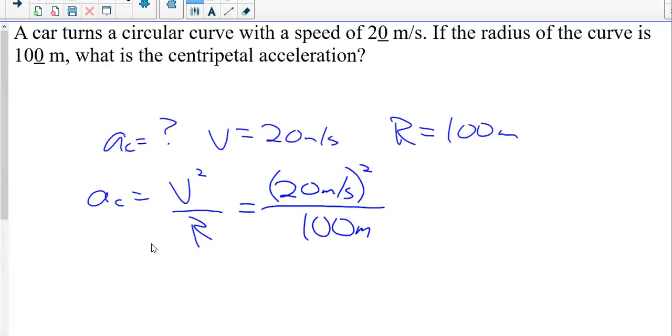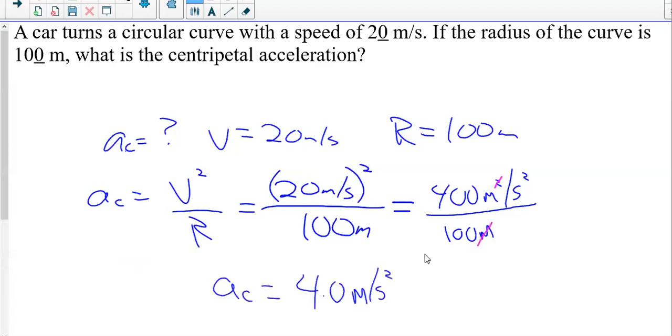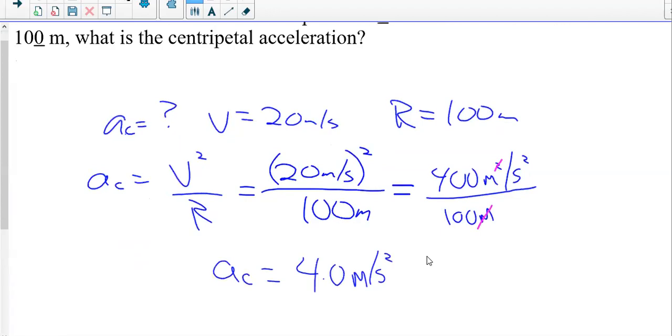Plug in your parameters, 20 squared divided by 100 should give you 400 meters squared per second squared. Don't forget you want to square both the units. Cancel off the square here with this meter down below, and you should have a centripetal acceleration of 4 meters per second squared. A lot of these problems aren't super difficult. It's just a little different.